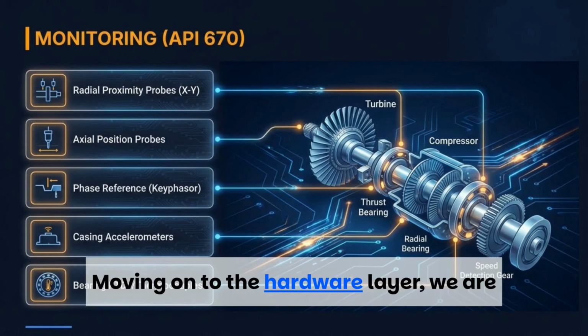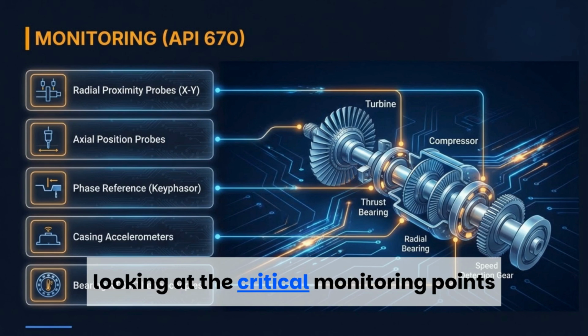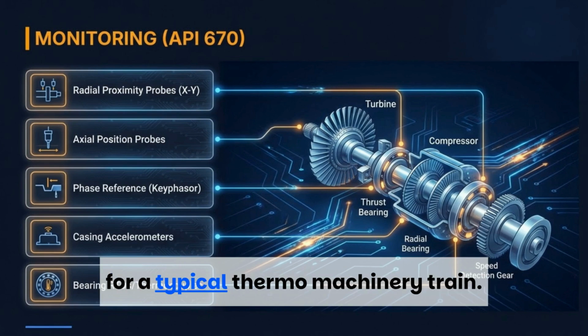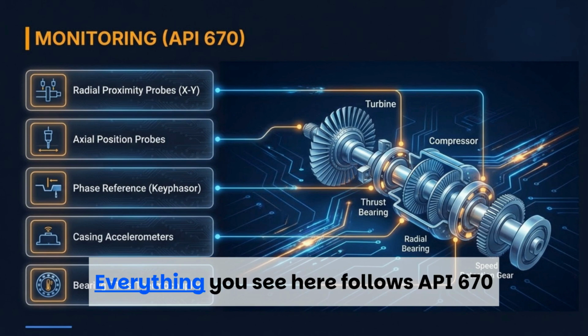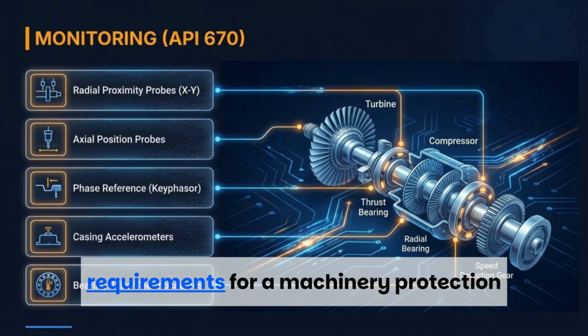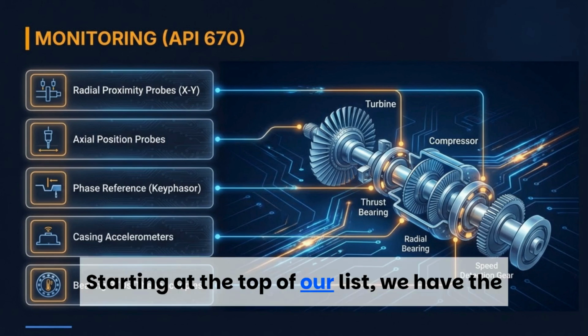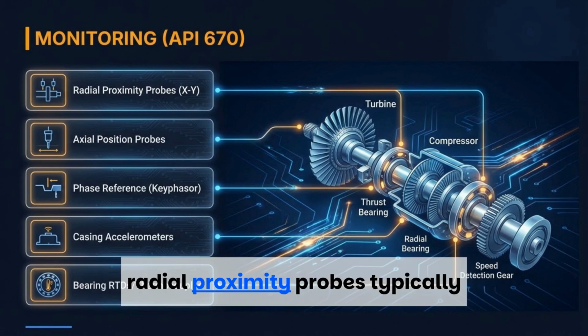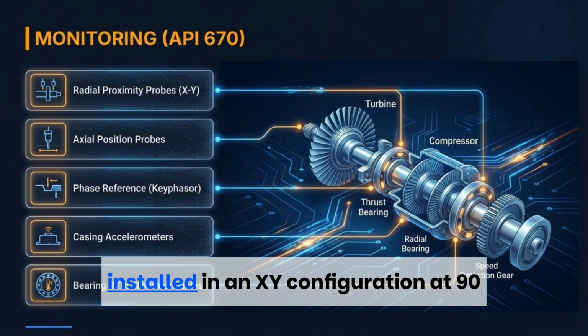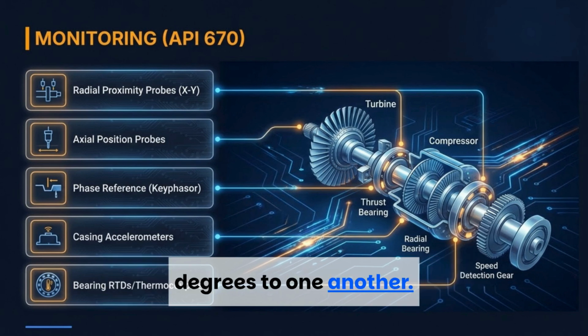Moving on to the hardware layer, we are looking at the critical monitoring points for a typical turbomachinery train. Everything you see here follows API 670, which dictates the minimum requirements for a machinery protection system. Starting at the top of our list, we have the radial proximity probes, typically installed in an XY configuration at 90 degrees to one another.